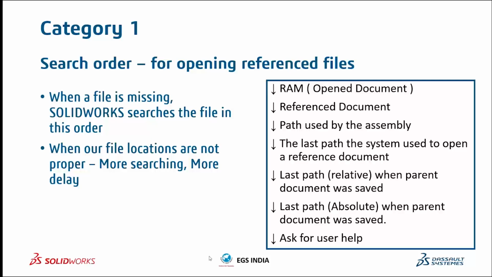So when SolidWorks cannot find a particular file, it goes on a search. This is the order of search which usually happens. First it's going to be the RAM, where it tries to find the same file within the documents which are currently open. Then it goes on to a specified location that you mentioned under the reference document. And then it goes on to the path used by the assembly. So if it is stored under a specific folder within the assembly, it searches within the folder and then the previous folder, and it goes on in a circular loop.